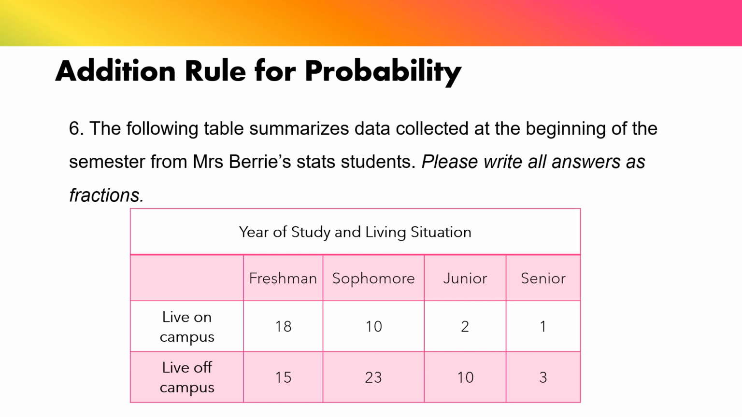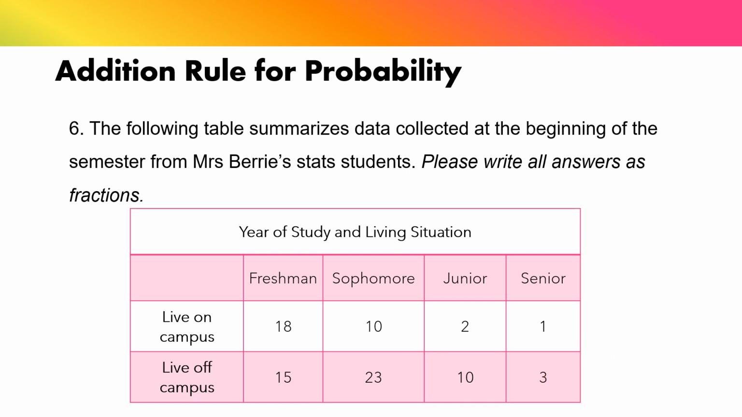You can see in my table here, we had freshmen, sophomores, juniors, seniors. Of those class levels, 18 freshmen were living on campus, 15 freshmen were living off campus. 10 sophomores were living on campus, 23 sophomores off campus. 2 juniors on campus, 10 juniors off campus, 1 senior on campus, 3 seniors off campus.